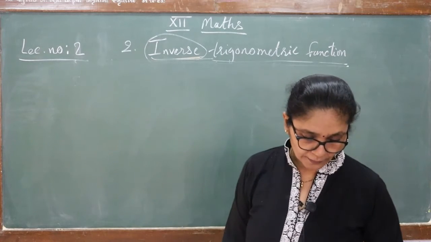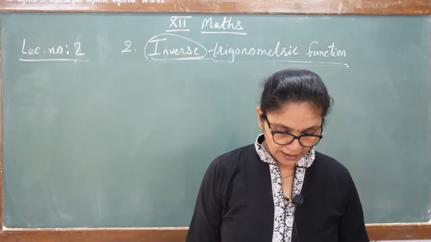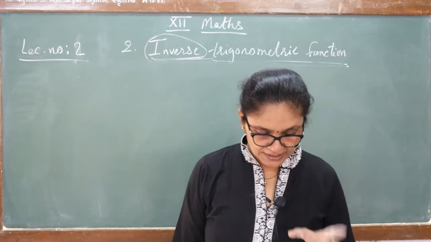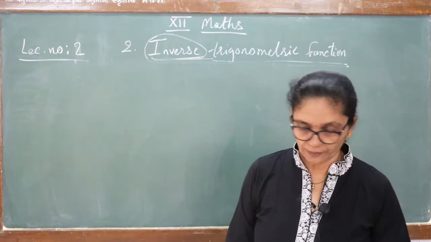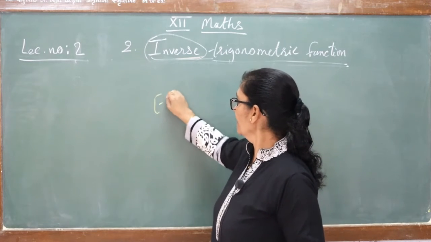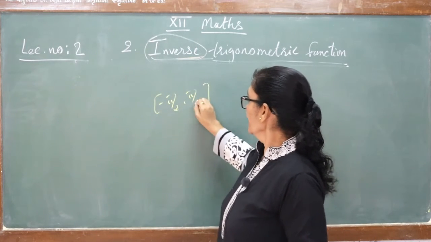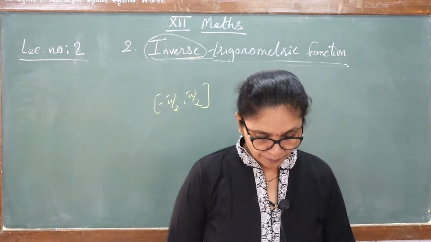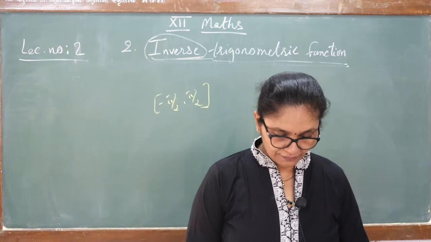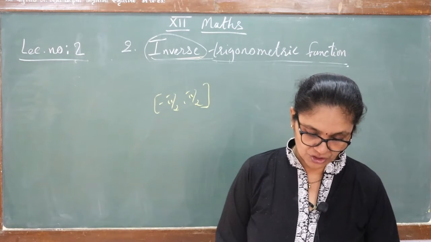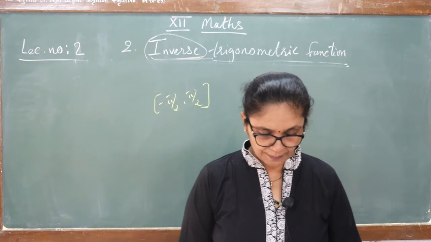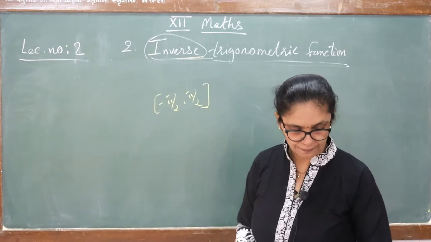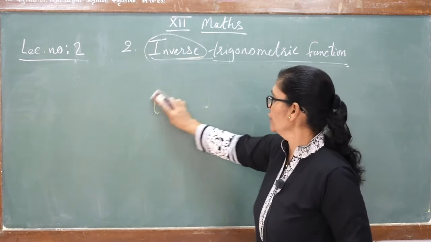What is the second point? Whenever no branch of an inverse trigonometric function is mentioned, we mean the principal value branch of the function. Suppose we are taking sine on minus pi by 2 to pi by 2. If it is not mentioned, then you have to consider this as the principal values. The third point given: the value of an inverse trigonometric function which lies in the range of the principal branch is called the principal value of the inverse trigonometric function. So this is the end of the explanation part.